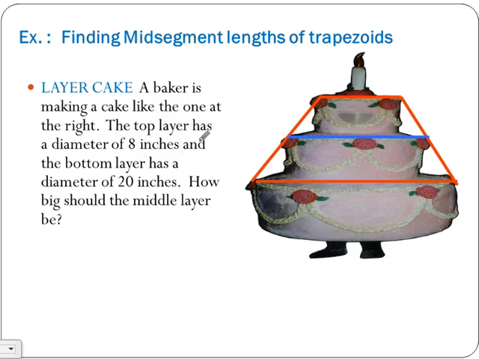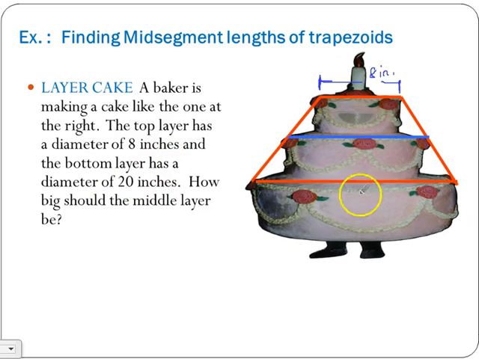Let's do a problem with the mid-segment theorem. We've got a layered cake here, and a baker is making a cake like the one on the right. The top layer has a diameter of 8 inches. Remember, diameter is all the way across. It's going to be 8 inches.